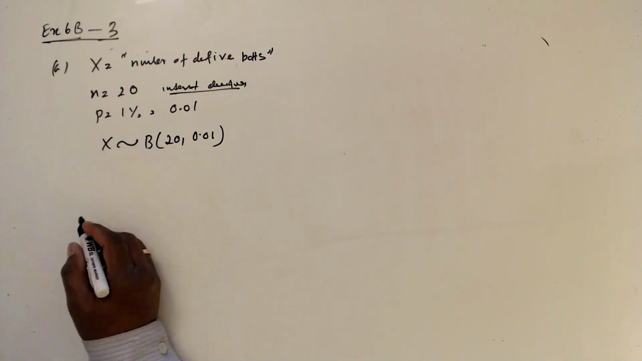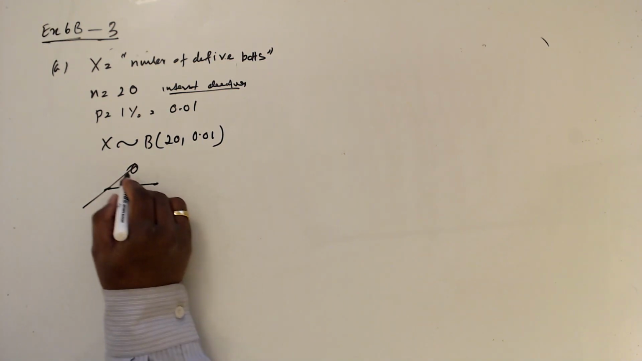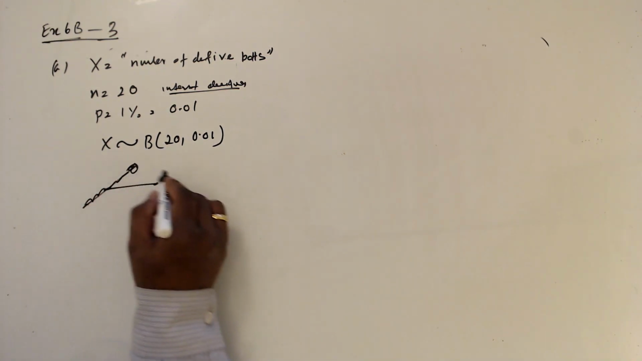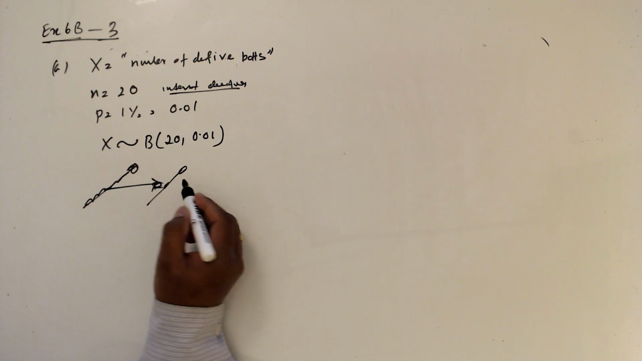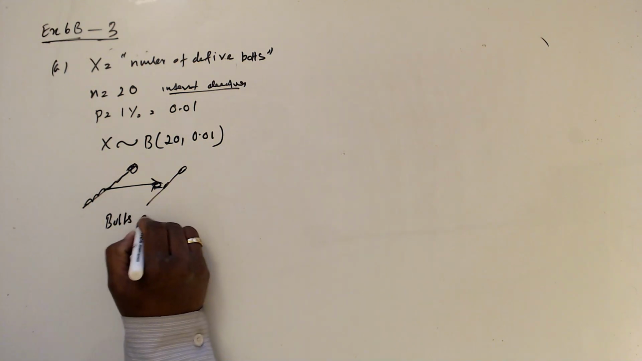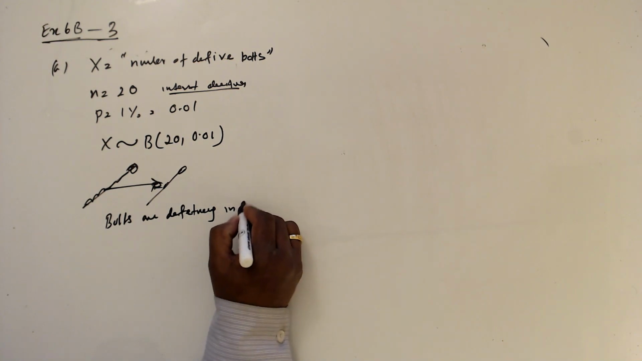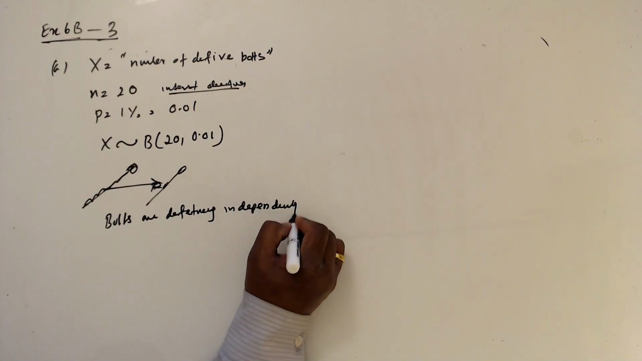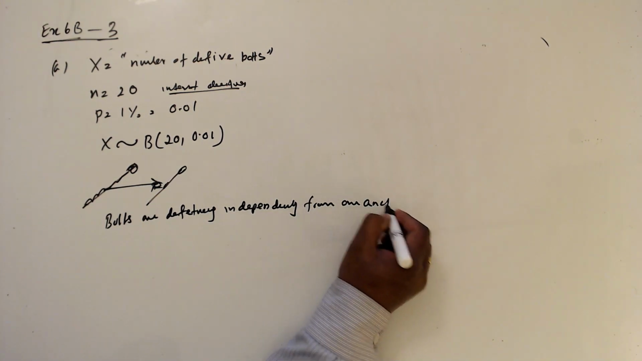So the assumption is the defectiveness of one ball does not influence the defectiveness of others. It doesn't influence, which means the balls are defective independently from one another.